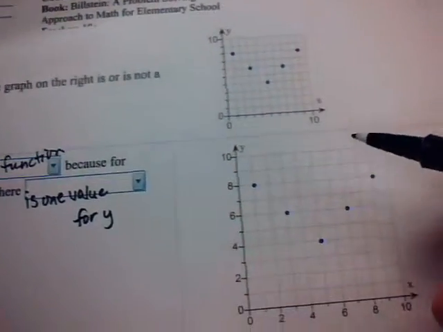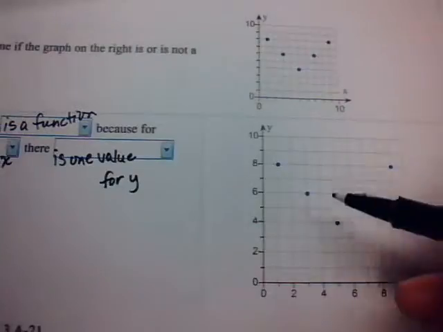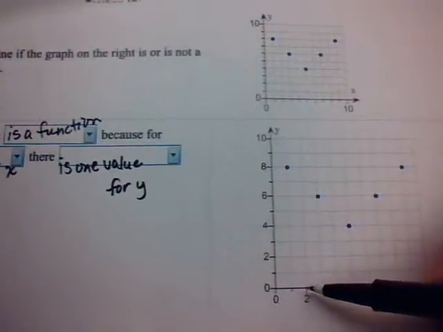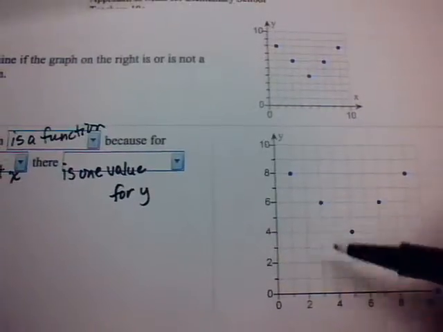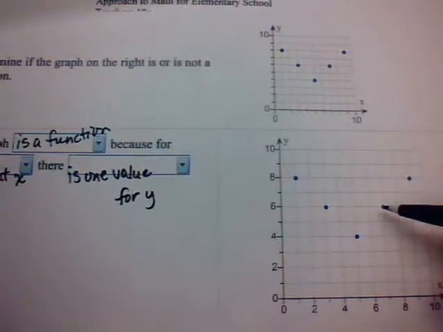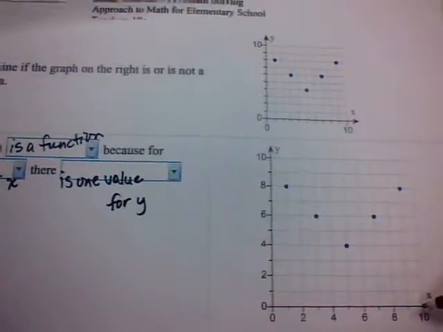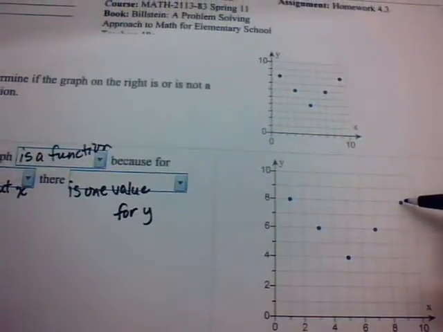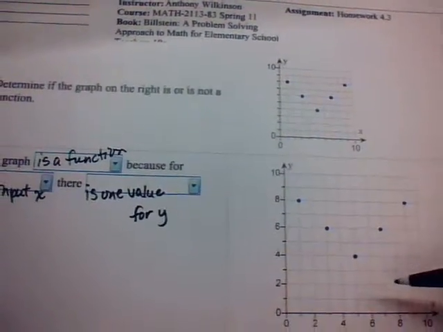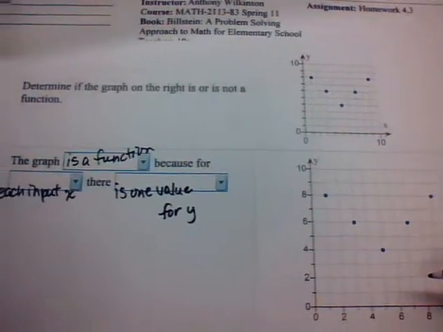And here's why. Okay. For 1, there's only 8. For 3 is 6. For 5 is 4. For 7 is 6. And for 9 is 8. We have a different x value for each of the y values. So that is a function.